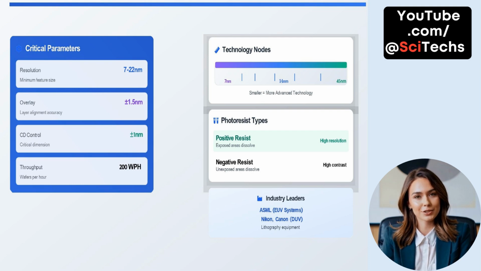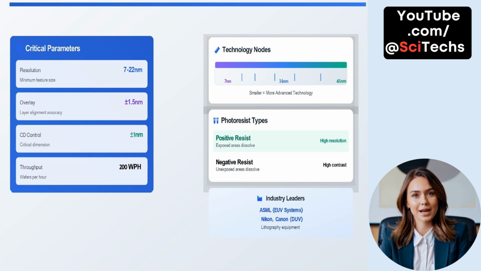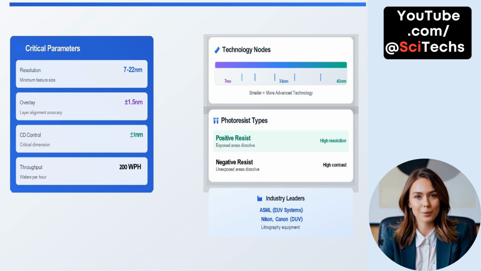Technology nodes indicate feature size progression, with smaller nodes like 7 nanometers or 14 nanometers representing more advanced, compact designs. Photoresists are categorized into two types: positive resist, where exposed regions dissolve and offer high resolution, and negative resist, where unexposed areas dissolve, yielding high contrast. Industry leaders in lithography equipment include ASML for EUV systems and Nikon and Canon for DUV systems, all playing vital roles in advancing semiconductor technology.